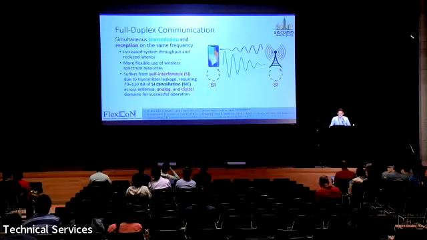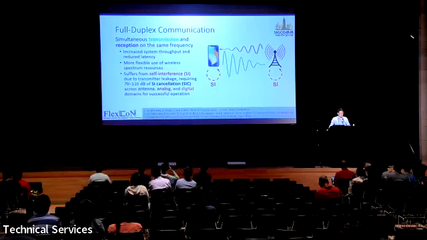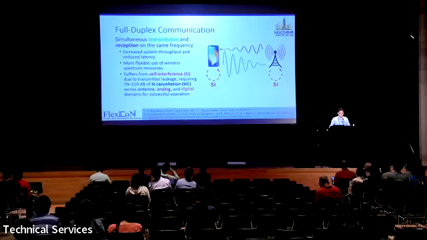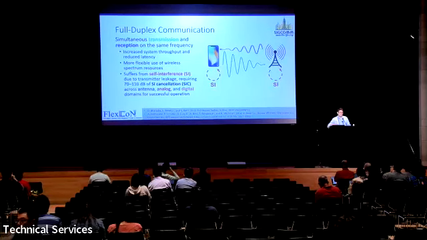So here's a refresher on full-duplex communication. Full-duplex is the simultaneous transmission and reception on the same frequency, as compared to any standard wireless device, which only operates in half-duplex mode. What this gives you is increased system throughput and reduced latency, plus more flexible use of the wireless spectrum. The issue with this is that it suffers from very high self-interference, which is caused by leakage of your own transmitted signal back into your receiver.